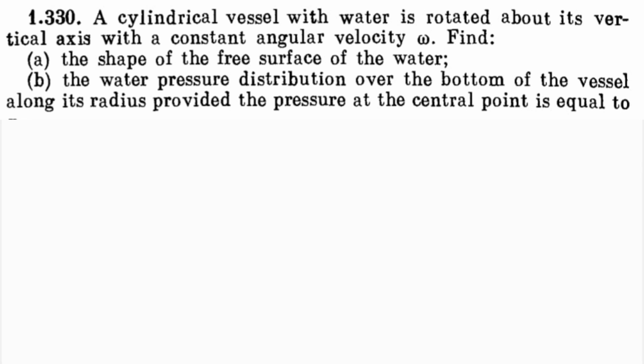So this is the 12th problem in this series, and the problem number is 1.330. The problem states a cylindrical vessel with water is rotated about its vertical axis with a constant angular velocity omega. We need to find the shape of the free surface of water and determine the water pressure distribution over the bottom of the vessel along its radius, provided the pressure at the central point is equal to P naught.